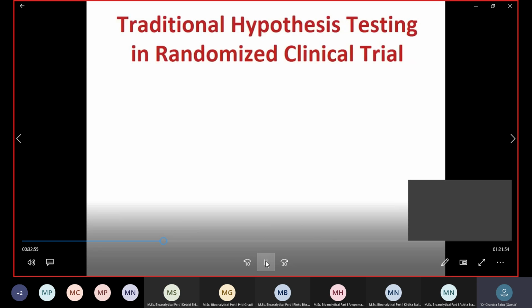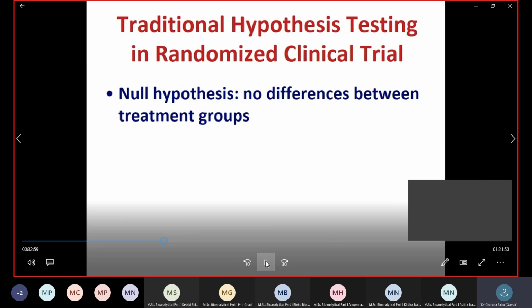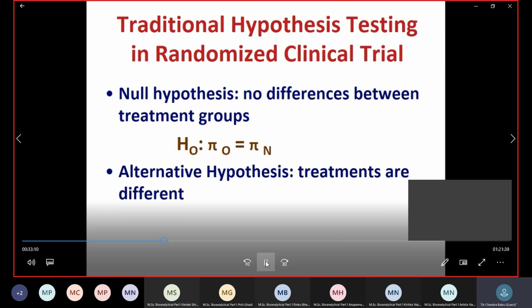In general, which treatment is best? So traditional hypothesis testing, superiority testing, traditional, okay? The null hypothesis: no difference between the treatment groups. So I'm going to say that pi 0 is equal to pi n. Okay, the alternative hypothesis is the groups are different.